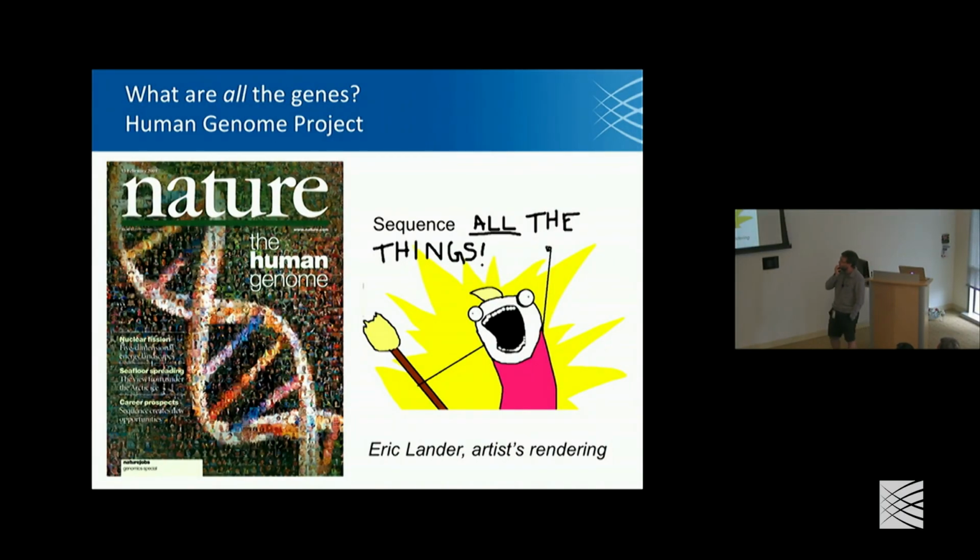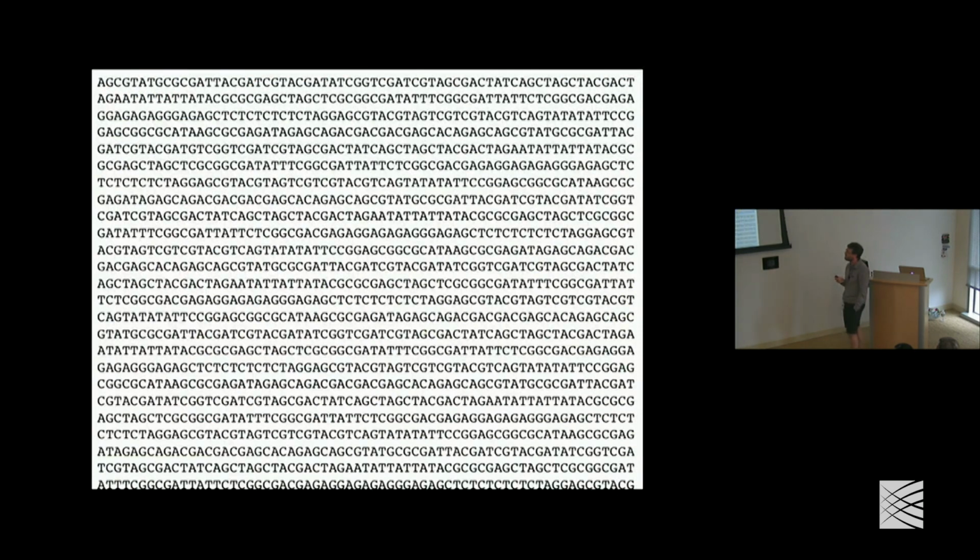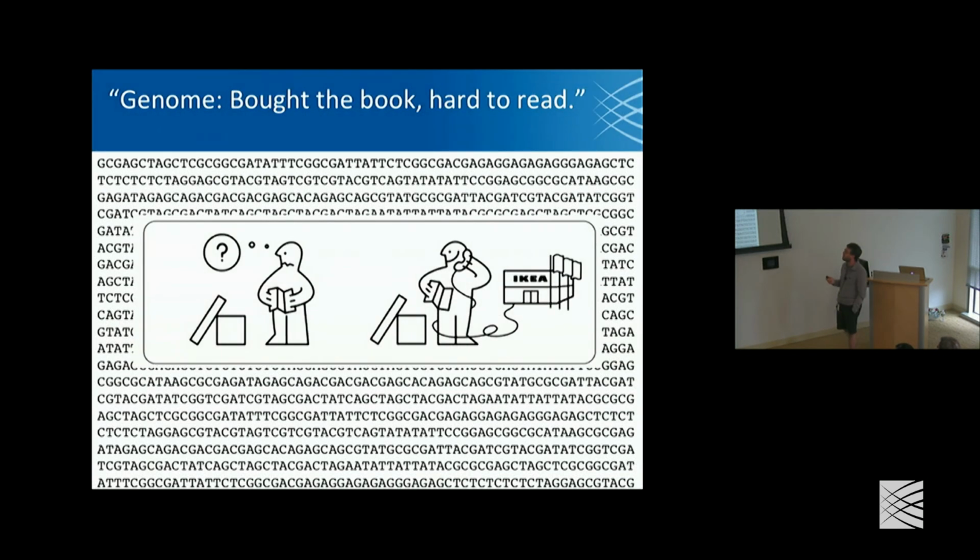And of course, the reason for the Broad was, well, what are all the genes? The Human Genome Project. We've had the sequence of the Human Genome Project for quite some time, but of course, this in and of itself is not terribly informative. Or as Eric Lander once summarized it in 7 words, genome bought the book, hard to read. And if you want to read it and you're a little confused, you can't just call up some helpful people in Sweden to tell you what to do.